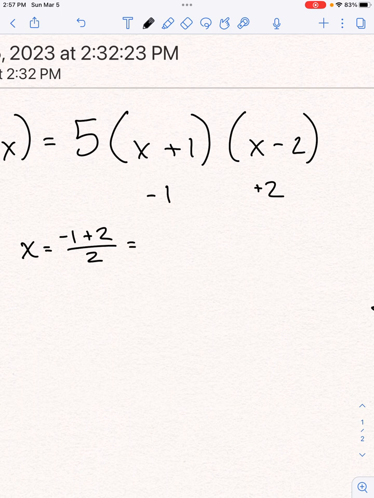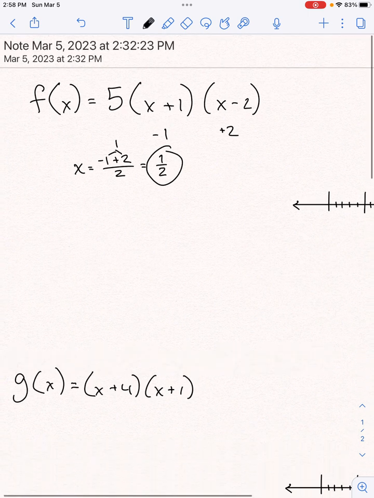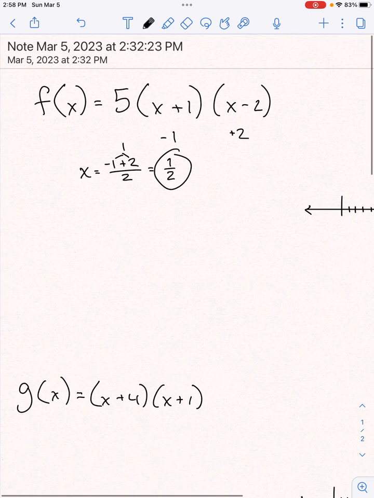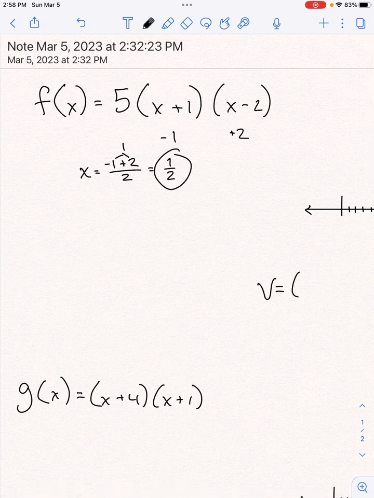Right, and if you set this up, this will be equal to 1. So we have 1/2. So you can get fractions, but I want to make sure that we're comfortable getting these fractions. So this is the x part of our vertex. So our vertex is going to be 1/2, comma, we'll find the y value.